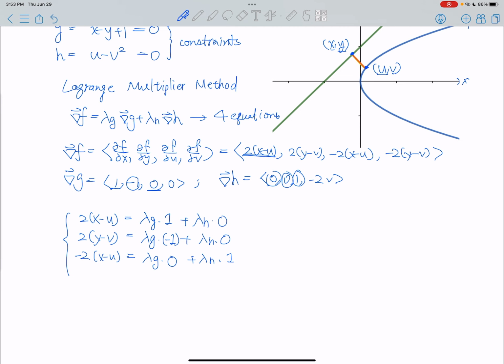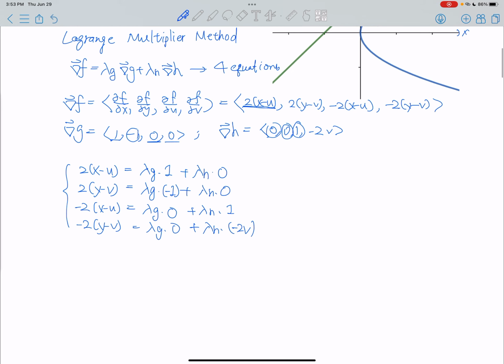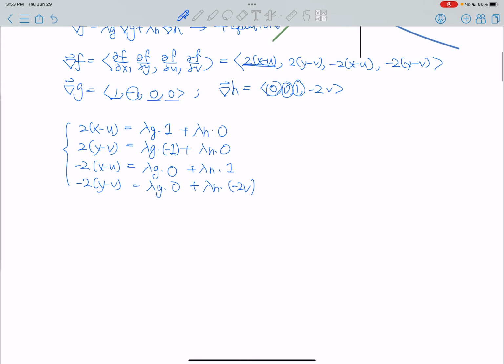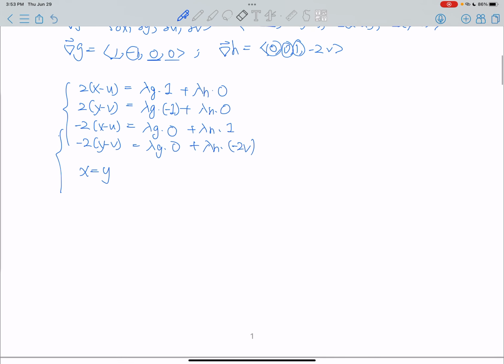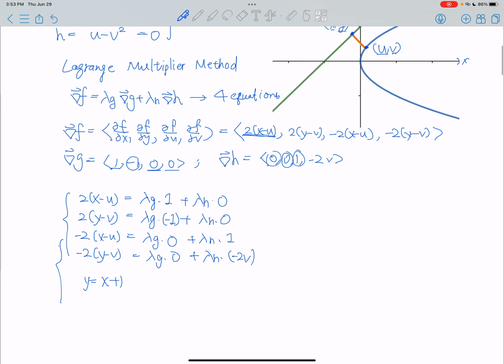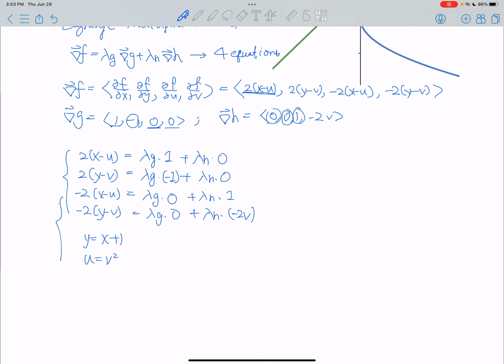And for the v component, again, equals lambda g times 0, this is 0, plus lambda h times negative 2v. Yeah, negative 2v. However, there are 4 equations. However, we cannot forget the other 2 constraints. So constraints give us that y equals x plus 1, and also the other, u equals v squared. So here we have 6 equations, and there are 6 unknowns.